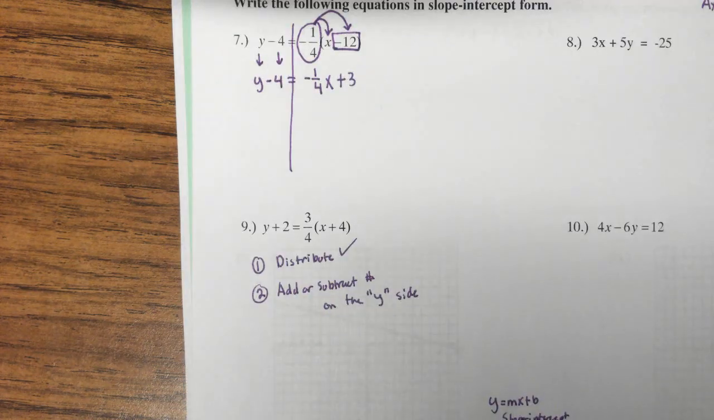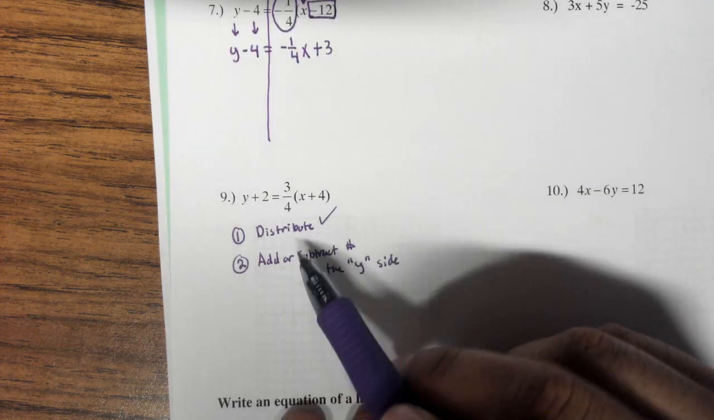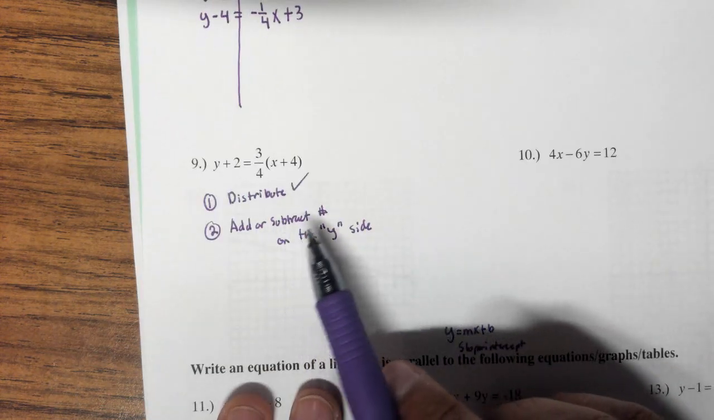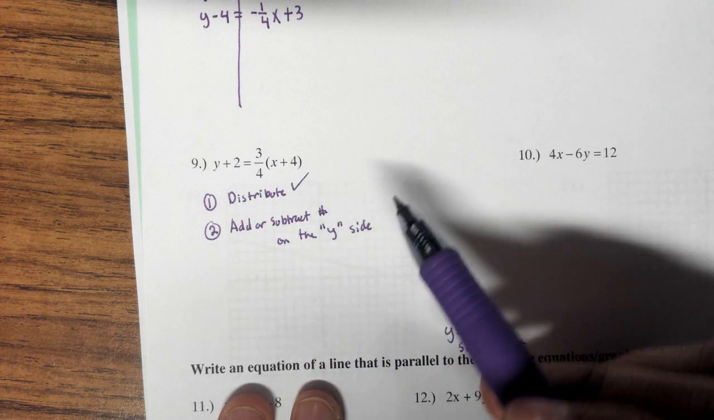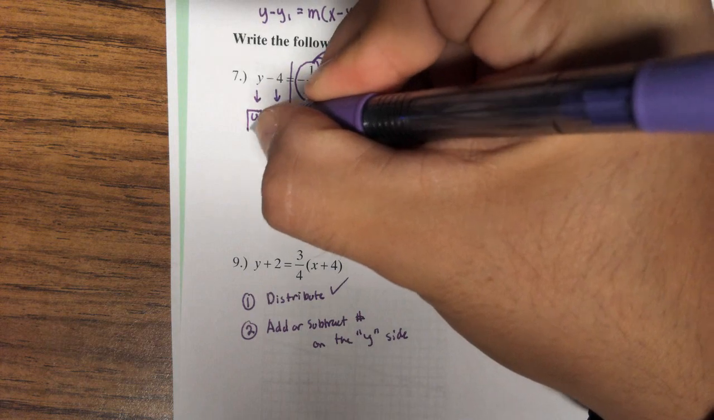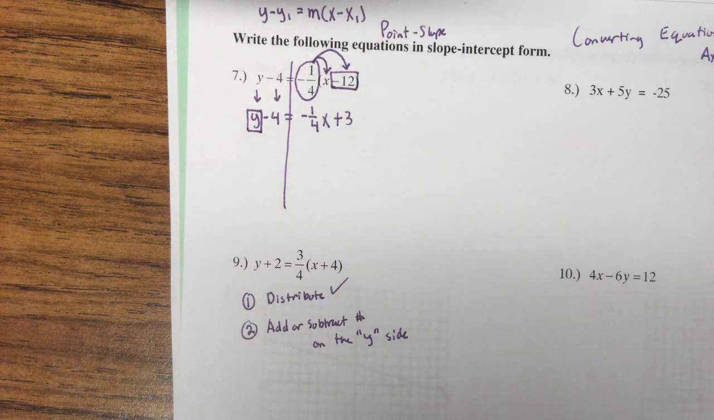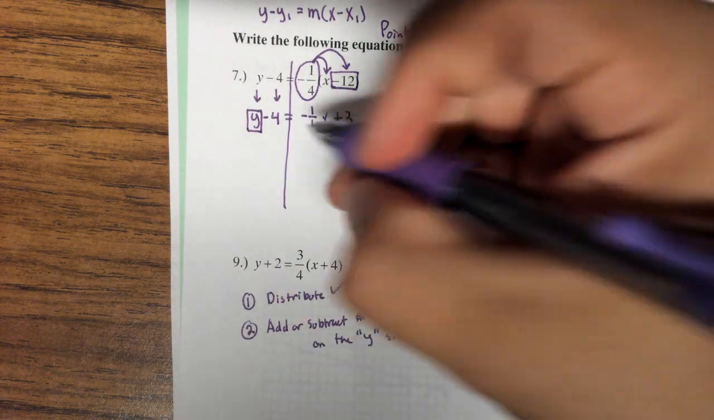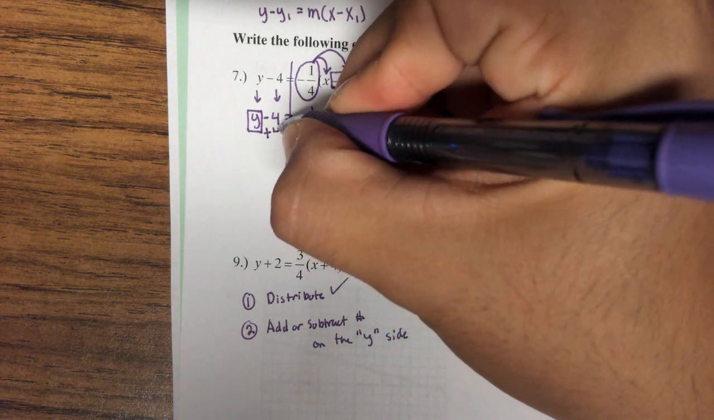So now I have y minus 4 is equal to negative 1/4 x plus 3. And so we've gone in, we've distributed. Now I want to add or subtract the number on the y side to get rid of it, right? Because at the end of the day, what I want is this y completely by itself. So in order to do that, I have to get rid of this minus 4. The way that I do that is simply just plus 4.